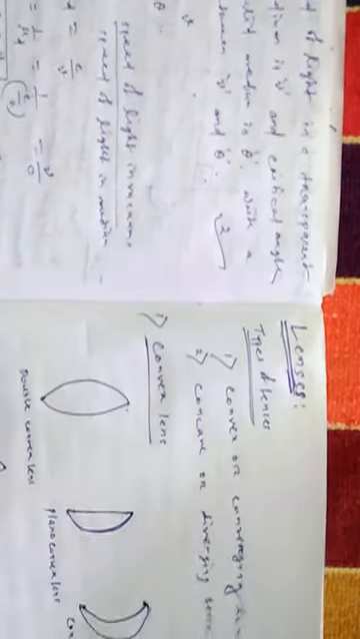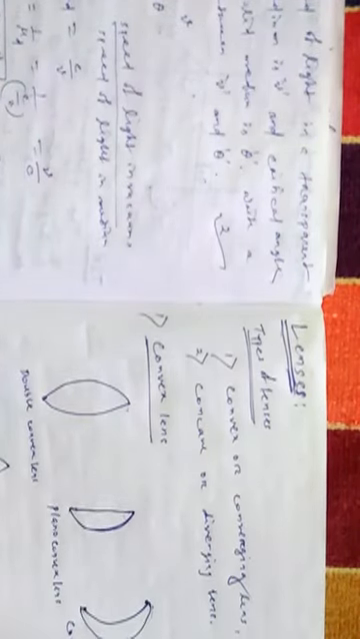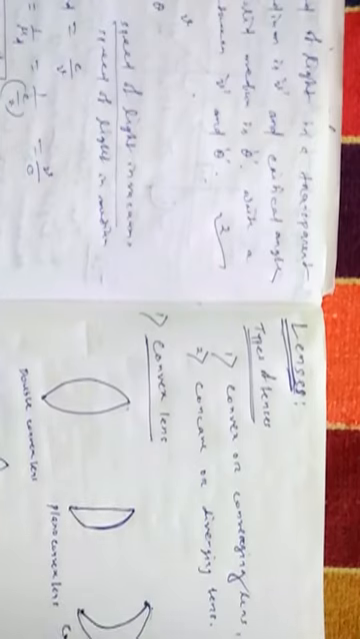Hello students, last class we discussed lenses. We have two types of lenses. One is convex or converging lens. Second is concave or diverging lens. Today we discuss some important definitions related to lenses.